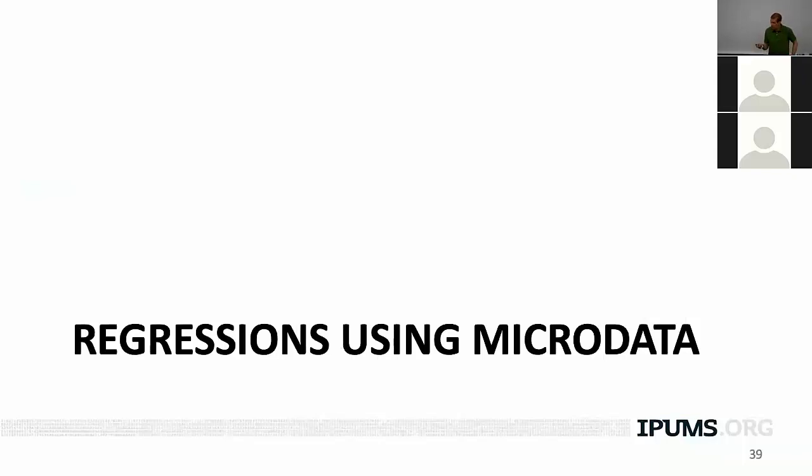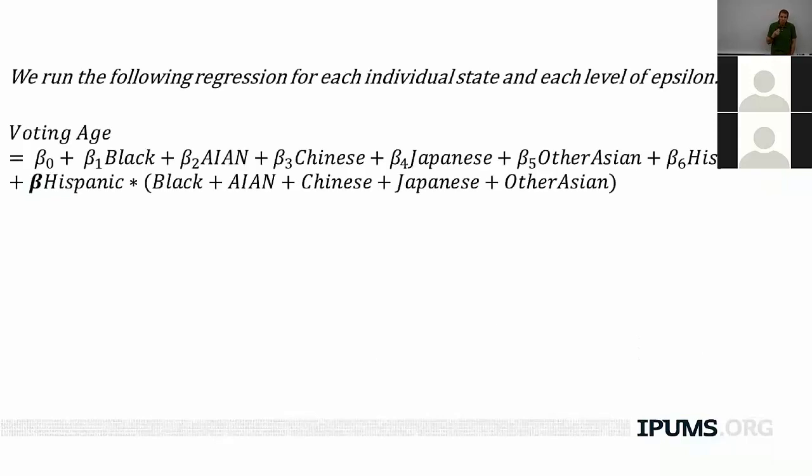Finally, just to talk about some of the regressions that Jose helpfully worked on with me over the last couple of months. We wanted to use the microdata in some way to see if we could look at some regressions, because that's a common use case for census data. So we ran this regression for each state and for the whole country, for each level of epsilon. We predicted voting age by race, by Hispanic ethnicity, and by the interactions between Hispanic and race. It's a fully specified regression model.